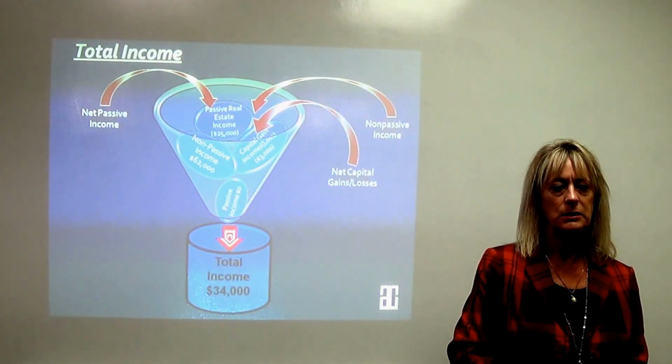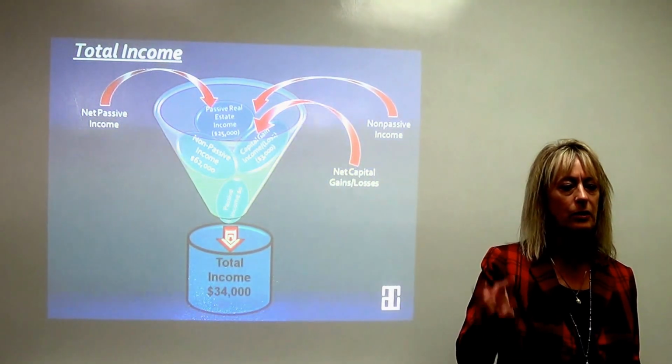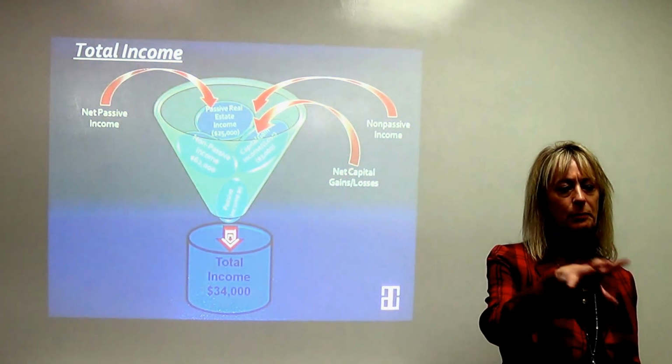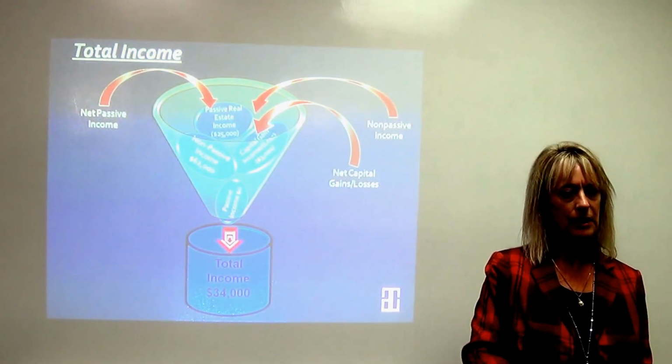Okay. So here's kind of the picture of everything going into the income bucket. Now all the other buckets get dumped into the big bucket. And now we're on the tax return.